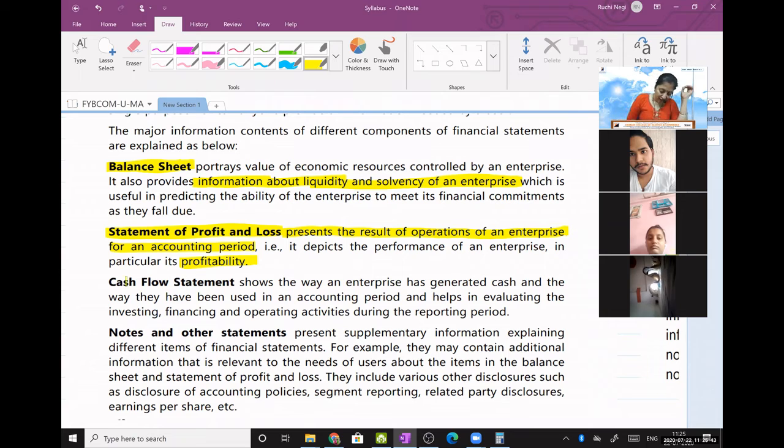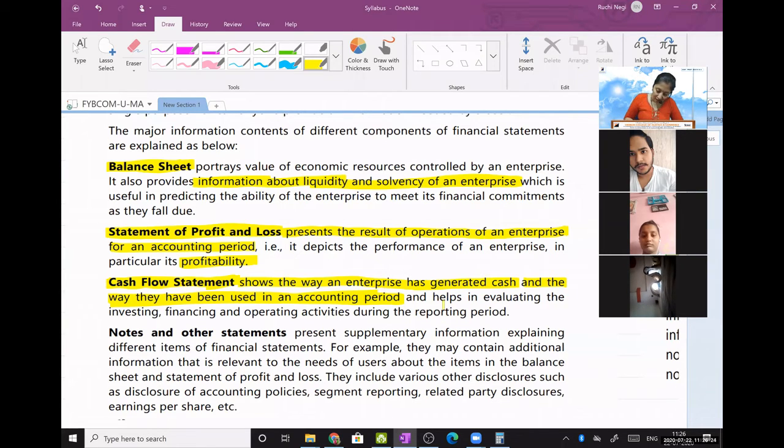Next, cash flow statements. This is not in your syllabus, but still you should know a little bit of it. Maybe it will be there next semester, by the time you complete your TY BCom. What does the cash flow statement do? It shows the way an enterprise has generated cash and the way it has been used in the accounting period. It shows how cash has come into the business and how the same cash has gone out of the business, and for which expenses. So that is your cash flow statement.